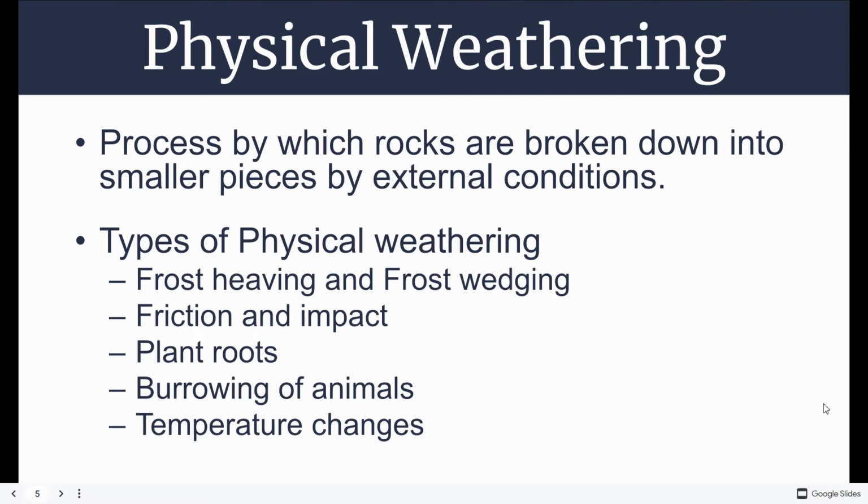So we're going to break the rock down into smaller pieces using external conditions. Weathering and erosion are both going to be external conditions, but remember, this is leaving the rock the same rock, just changing the size and shape of it. So we're chipping away at it or breaking it apart. Types of physical weathering, we have frost heaving and frost wedging, friction and impact, plant roots, burrowing animals, and temperature changes. And we're going to take a look at each of these.